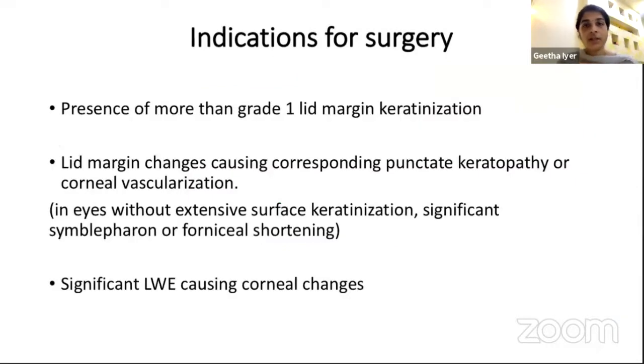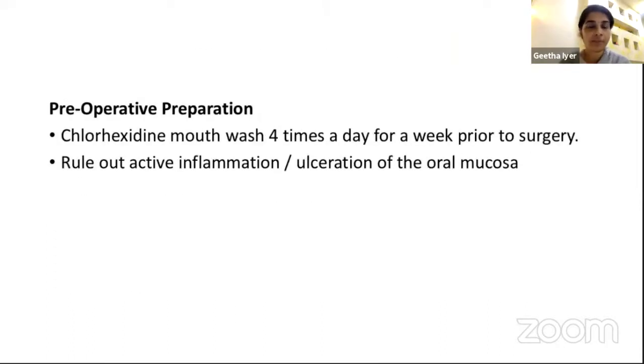What are the indications for surgery? When you have LMK of more than grade 1, which is causing a corresponding change in the cornea with respect to a punctate keratopathy or corneal vascularization, then this is definitely an indication for surgery. Your preoperative preparation involves use of antiseptic mouthwash 4 times a day for a week prior to surgery, and it's important that you rule out active inflammation or ulceration of the oral mucosa.